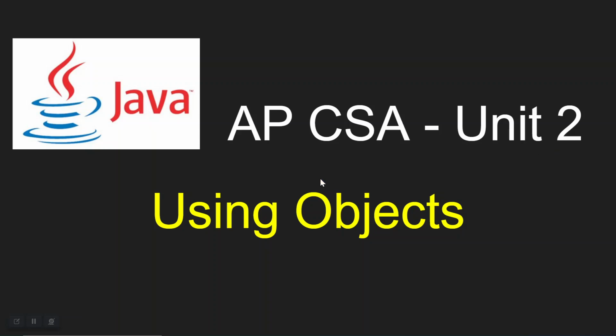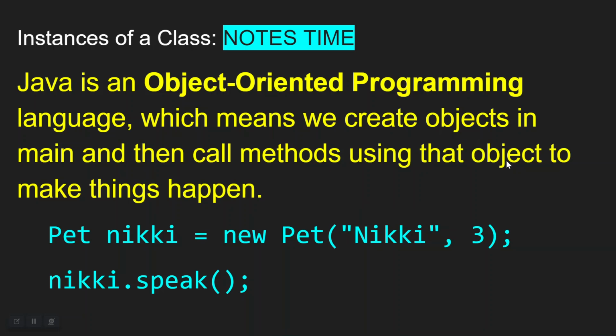It's time to start a brand new unit, Unit 2. This lesson 1 is going to be all about using objects, and we're going to start to dive a little bit deeper into what it means for Java to be an object-oriented programming language. So let's go ahead and get into that.